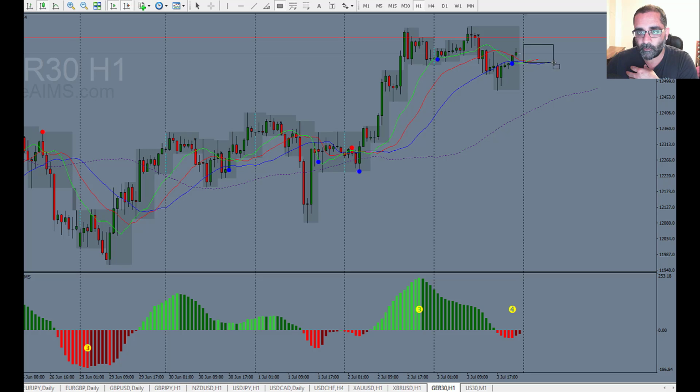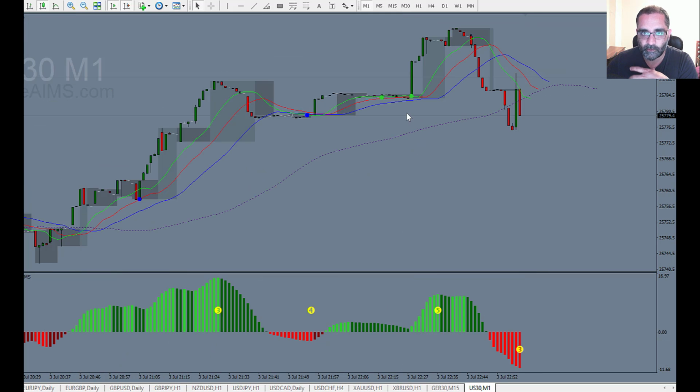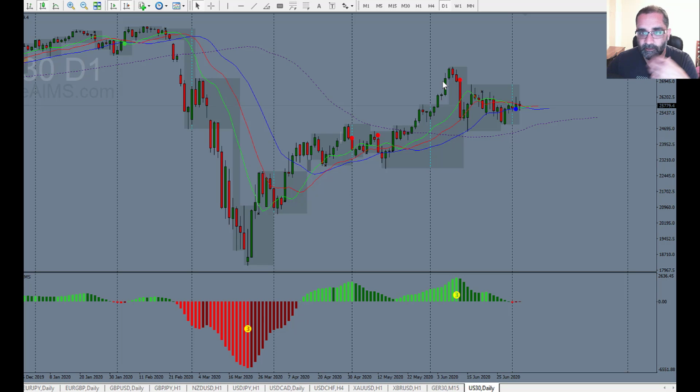So if it goes sideways like so during the Asian session, if there is any, it doesn't seem to be. So when it opens, we might get a setup one on this on the hourly chart, and we'll see how it reacts to those levels. And shall I look at the US 30? Let's have a look at it.